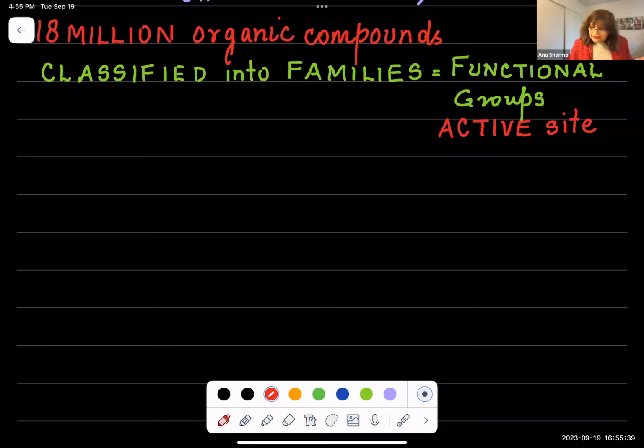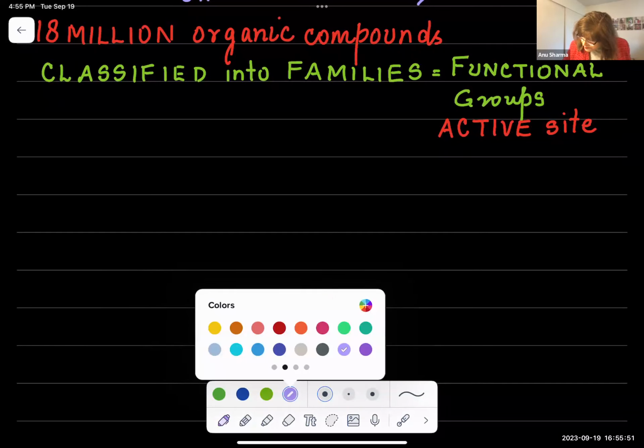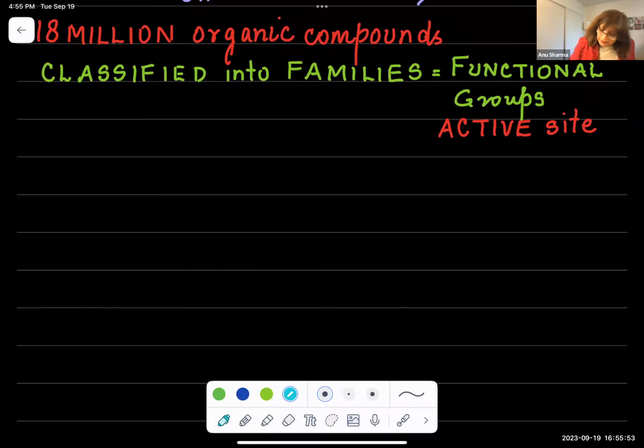Okay, now what does this mean when we talk about active sites? So look at this, different examples here. For example, you have carbon double bond, right? And this is one hydrogen this side. So this is carbon-carbon double bond.